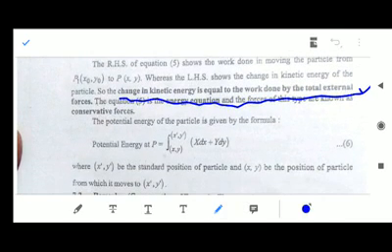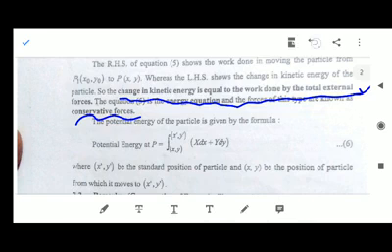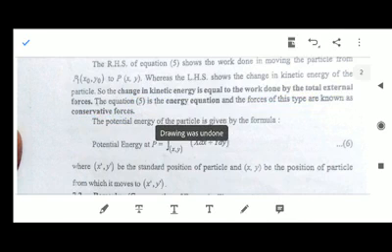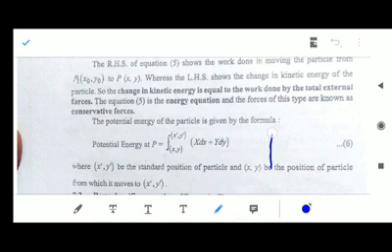Now the potential energy of the particle is given by the formula. Potential energy at point P is the integral from x y to x dash y dash of X dx plus Y dy, where x dash y dash is the standard position of the particle and x y is the position of the particle from which it moves to the point x dash y dash.